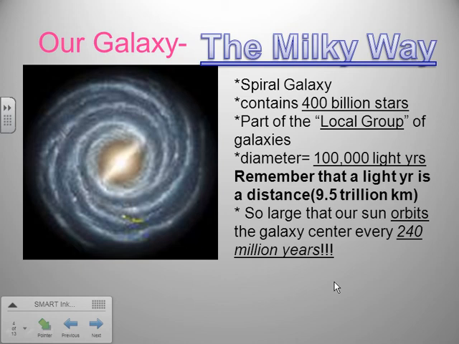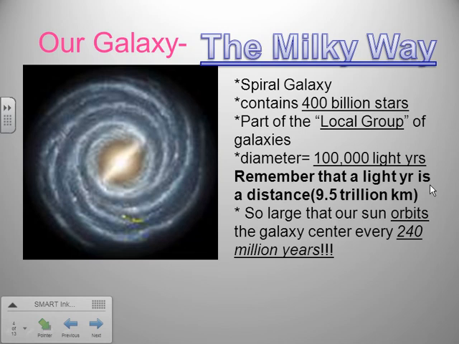Okay, our galaxy is called the Milky Way. The Milky Way galaxy has several things we're going to talk about quickly. First of all, it is a spiral galaxy. It contains about 4 billion stars. It's part of what we call a local group of galaxies. Its diameter is about 100,000 light years.